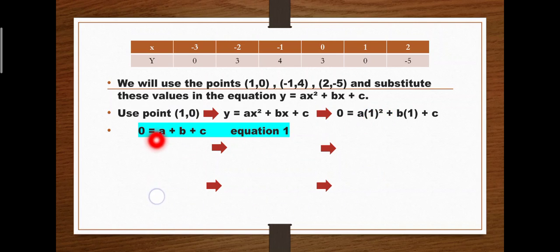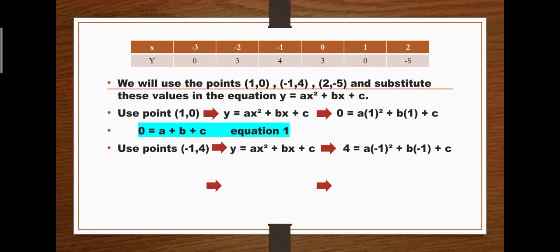So, 0 is equal to 1 squared, di ba, is 1. So, ano lang, a. Then, 1 times b is b. 1b or b. Pwede nyo lagyan ng 1 ha. Kung nalilito kayo, pwede nyo lagyan ng 1a, pwede nyo lagyan ng 1b. Pero pwede rin namang wala kasi automatic na yan, meron na siyang 1. So, a plus b, then copy plus c. So, ito, 0 is equal to a plus b plus c. Ito yung ating equation 1.